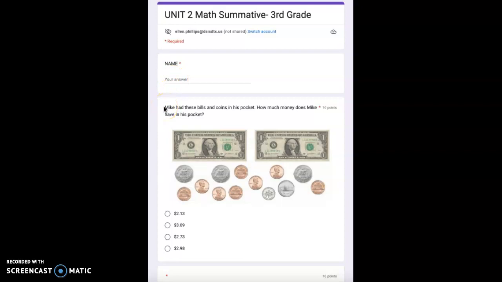Number 1. Mike had these bills and coins in his pocket. How much money does Mike have in his pocket? A. $2.13. B. $3.09. C. $2.73. Or D. $2.98. Pause and answer the question.